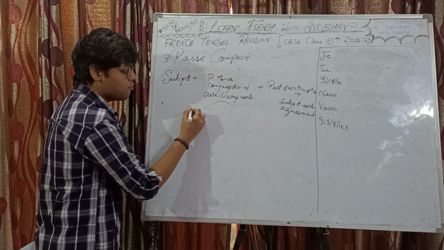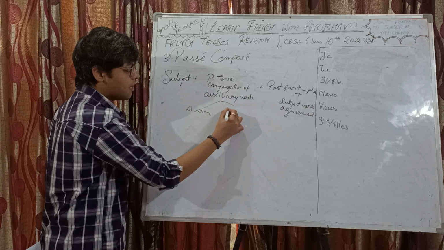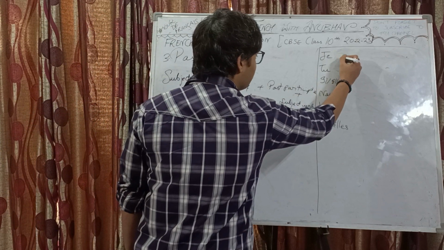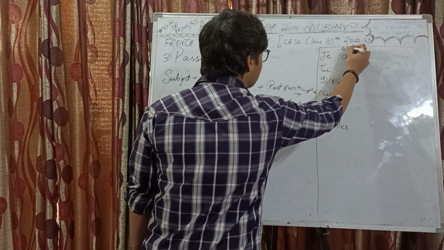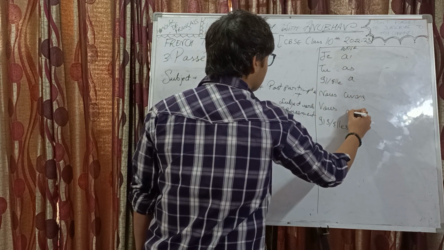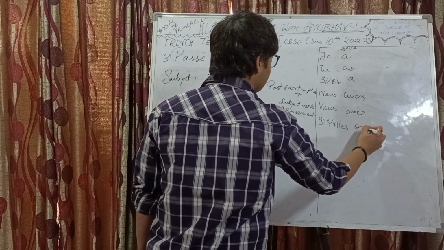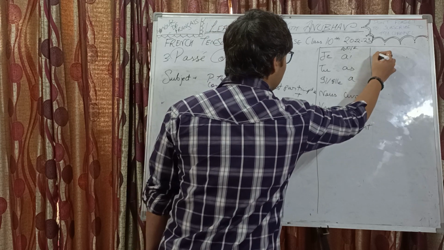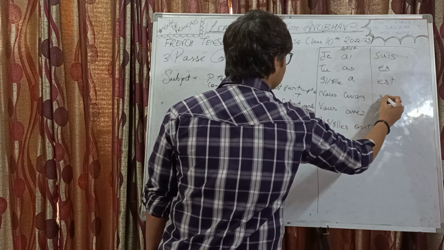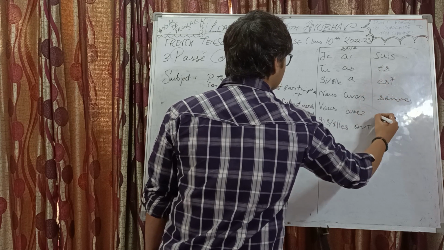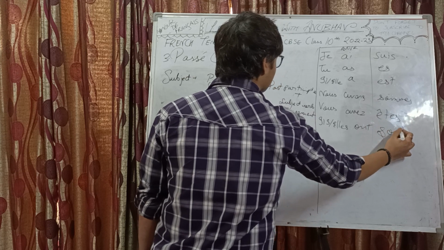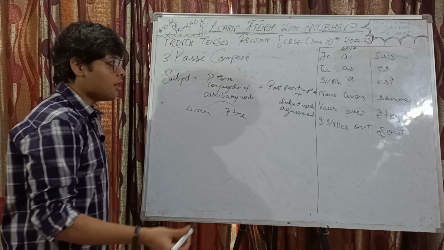Auxiliary verbs we have two: avoir and être. Let's quickly discuss the present tense conjugation of these two verbs. For avoir: j'ai, tu as, il a, nous avons, vous avez, ils ont. And for être, we have je suis, tu es, il, elle est, nous sommes, vous êtes, ils, elles sont. So this you have for être.